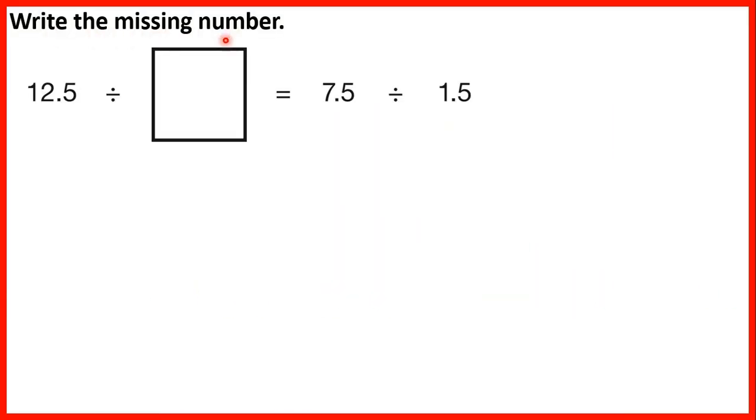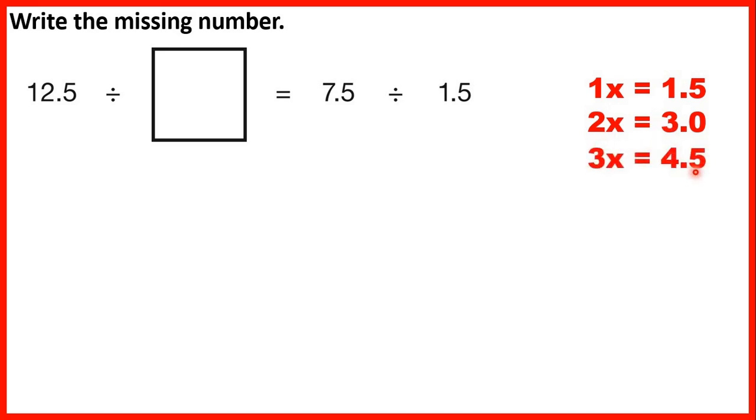Write the missing number. 12.5 divided by something equals 7.5 divided by 1.5. So let's start by working out 7.5 divided by 1.5. So you can divide by a decimal. But to do that, we need to work out our 1.5 times table. So 1 times 1.5 is of course 1.5. But if we add another 1.5, that means 2 times 1.5 is 3.